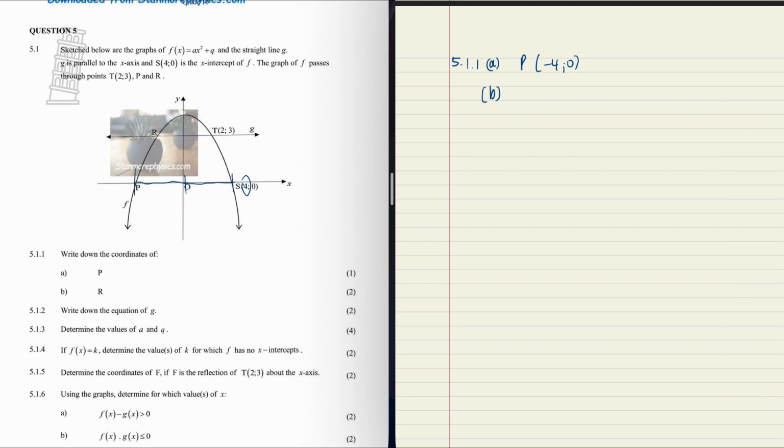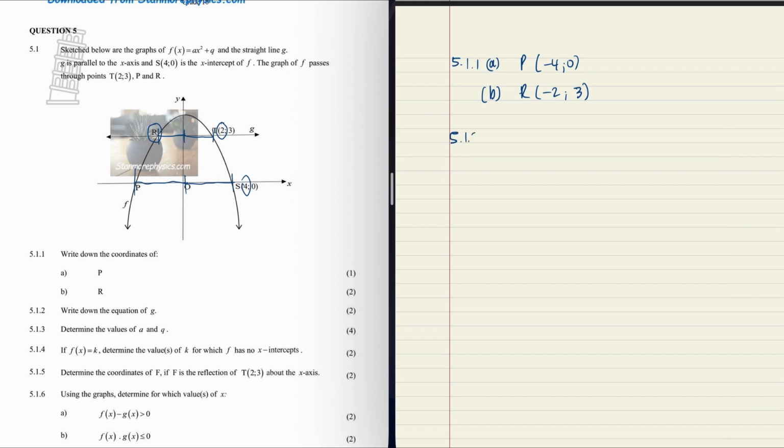(b): determine the coordinates for R. R is this value here. Once again, because a parabola is symmetrical, the distance from here to here, which we know is 2, is going to be the same as the distance from here to here, which is 2. Since it's on the negative x side, it's going to be -2. And because that line g is parallel to the x-axis, the y value will be the same. So if the y value for T is 3, then the y value for R will also be 3.